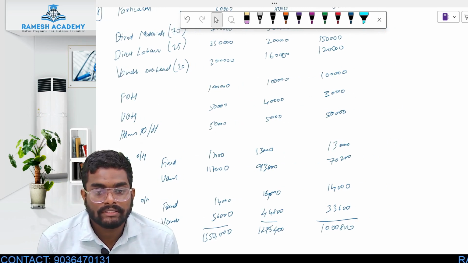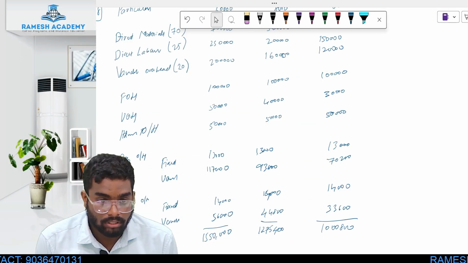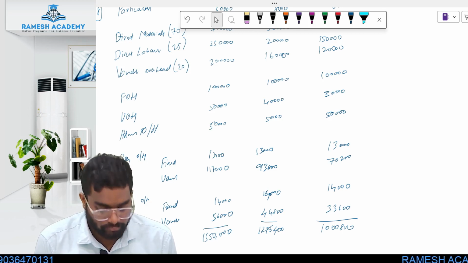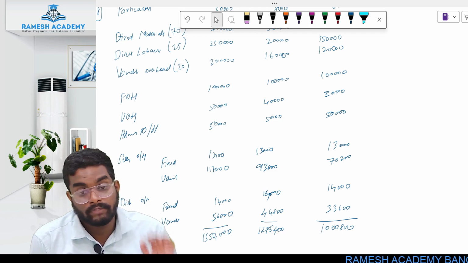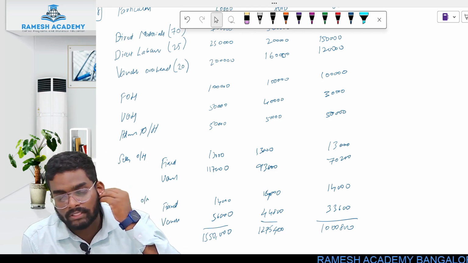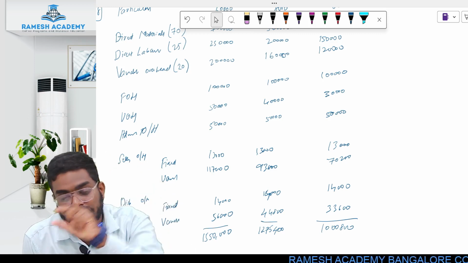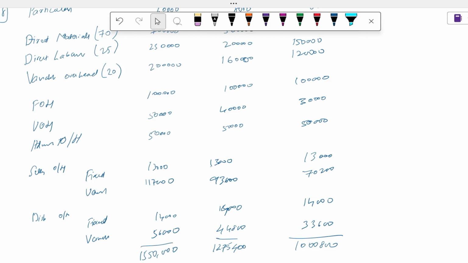Please do copy this. If you want, we can make a working note also for this semi-variable thing. Doing a working note will fetch us extra marks. So please try to do a working note for that also, for bifurcation of fixed and variable. So that's it, we can copy.